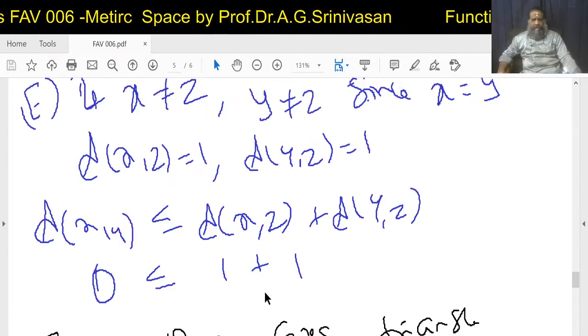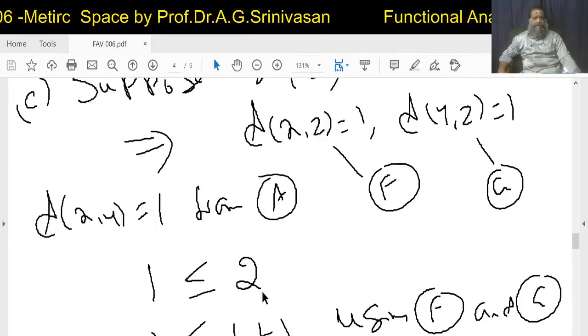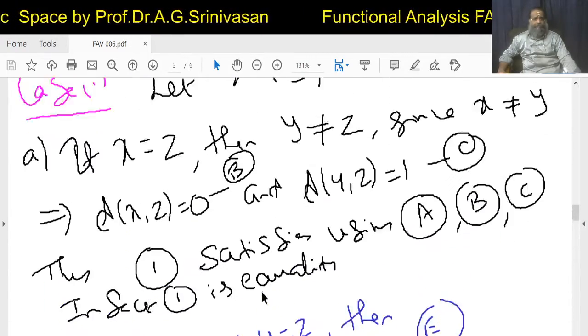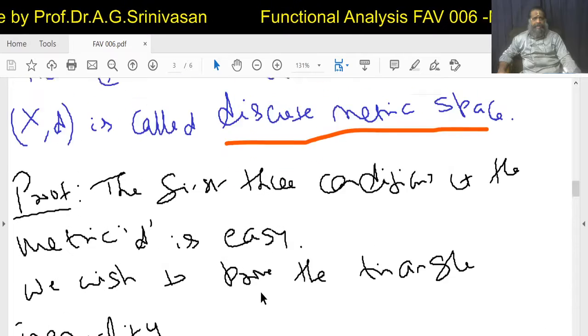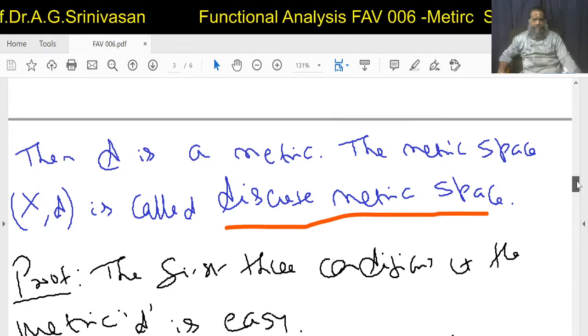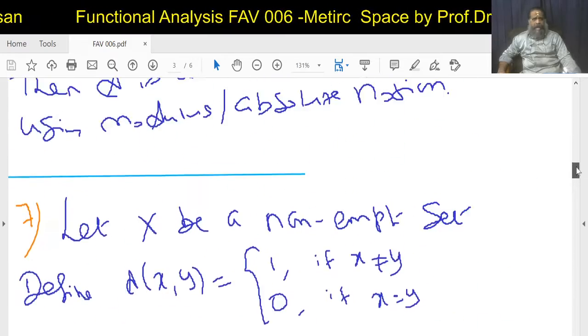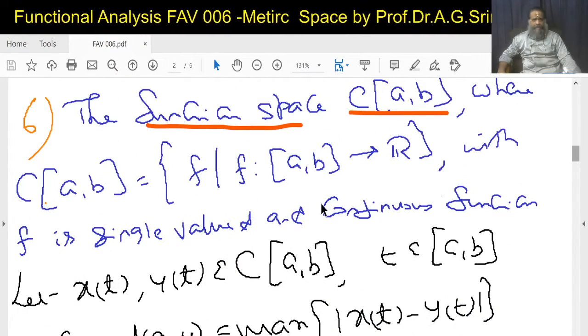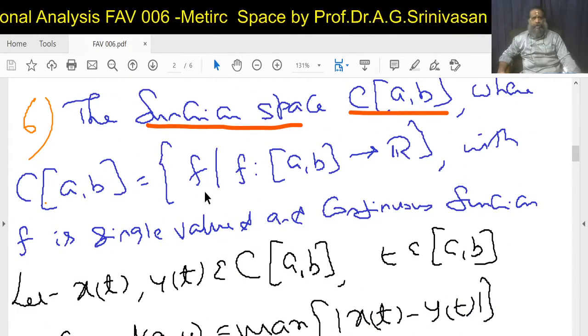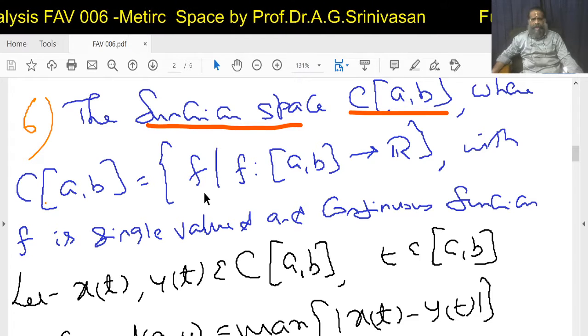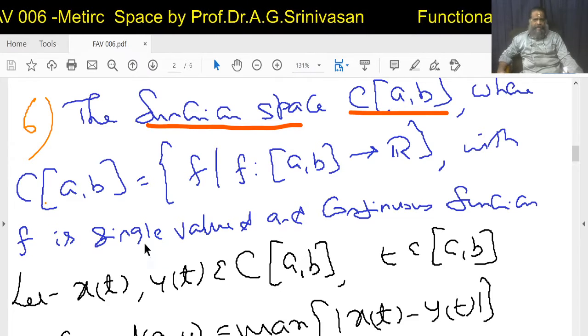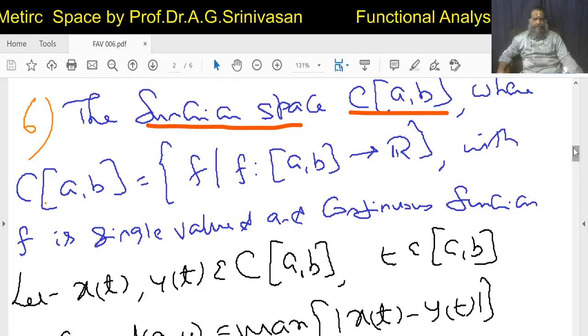So thus, (X, d) is a metric space, and this metric space is called a discrete metric space. Now, before we go to the next example, 8 or maybe 9, I would like to show you one more time what C[a,b] is. C[a,b] is the set of all functions f from [a,b] to R such that f is single valued as well as continuous.